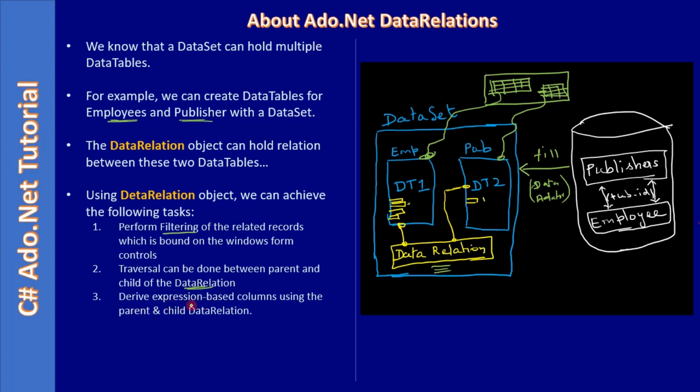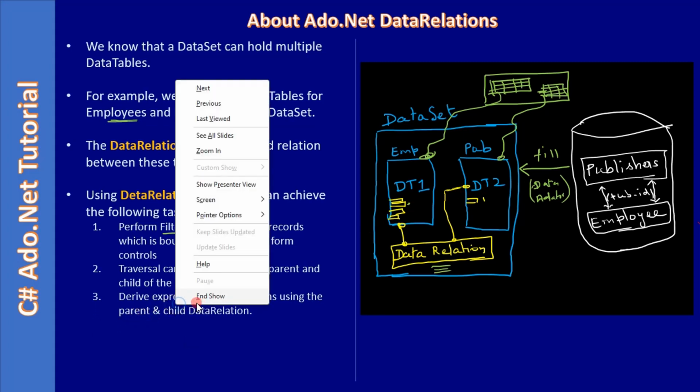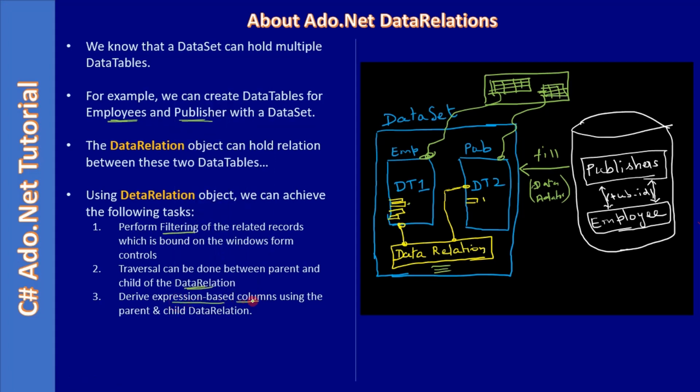We can also derive expression-based columns using the parent-child relationship. So, say for example, here if we take this publisher and employee, we can display the publisher name and how many employees work for that publisher, right? Publisher A, 10 employees, publisher B, 22 employees. And here, this count of employees is the one that we can form as an expression. So that's also possible based on the data relation.